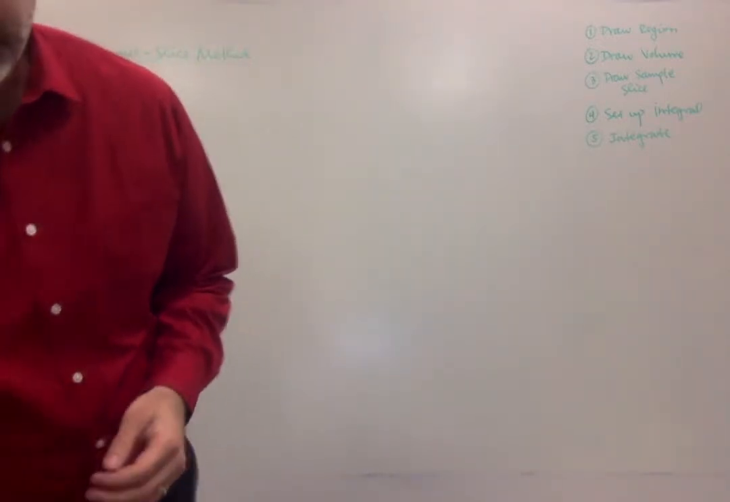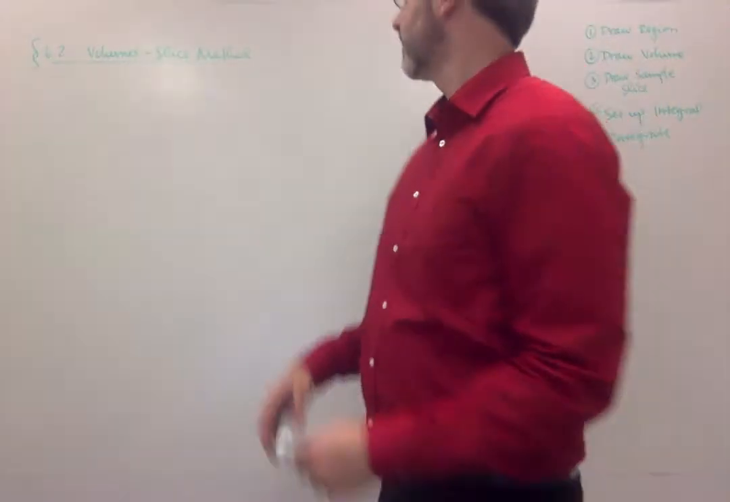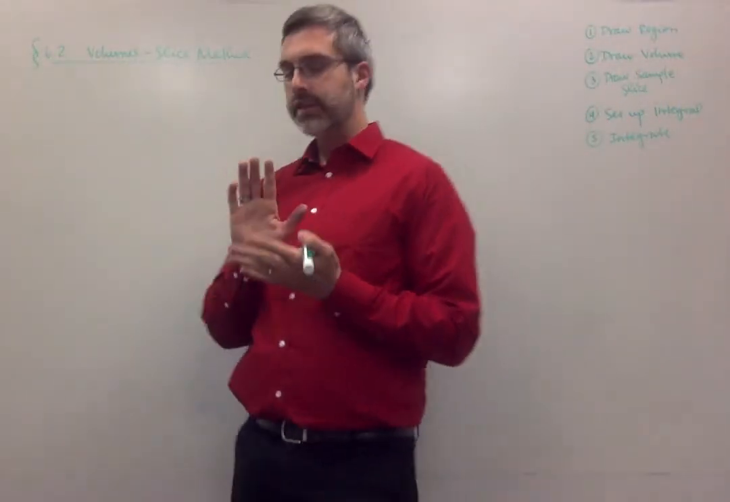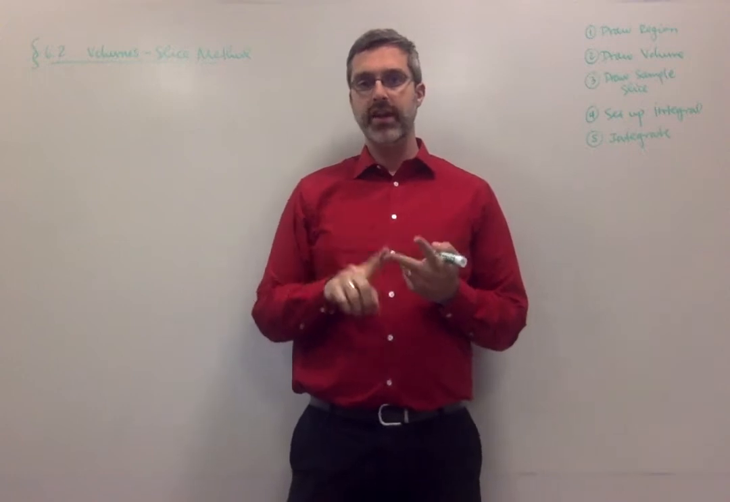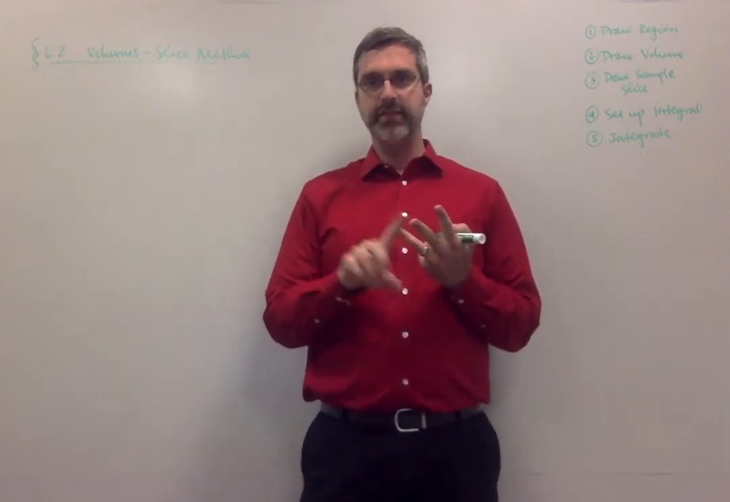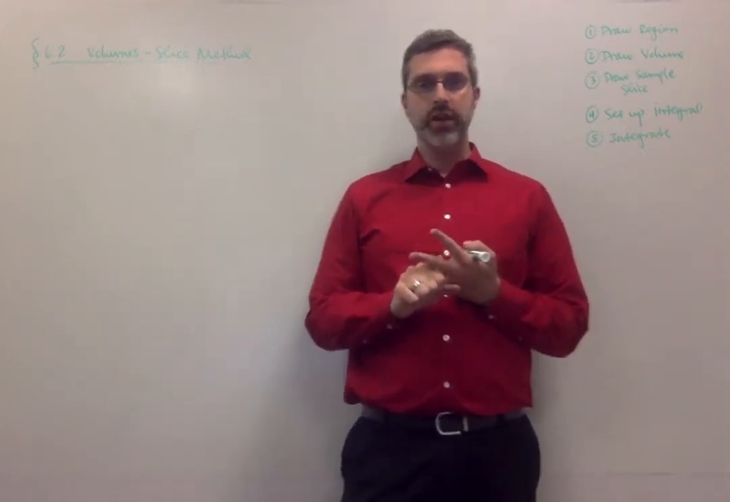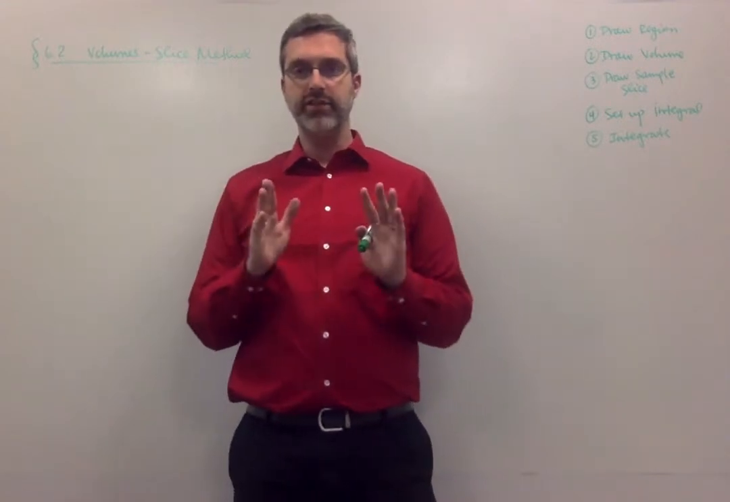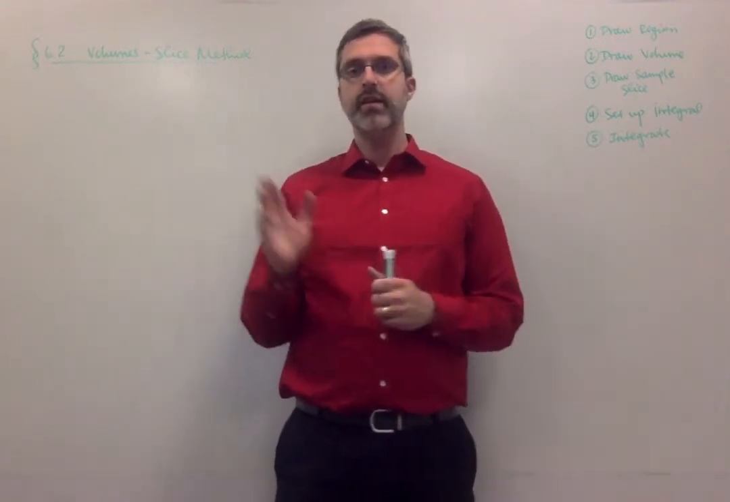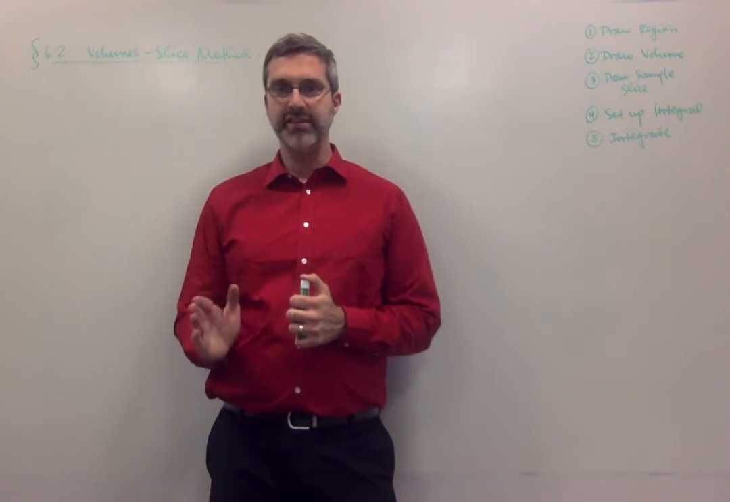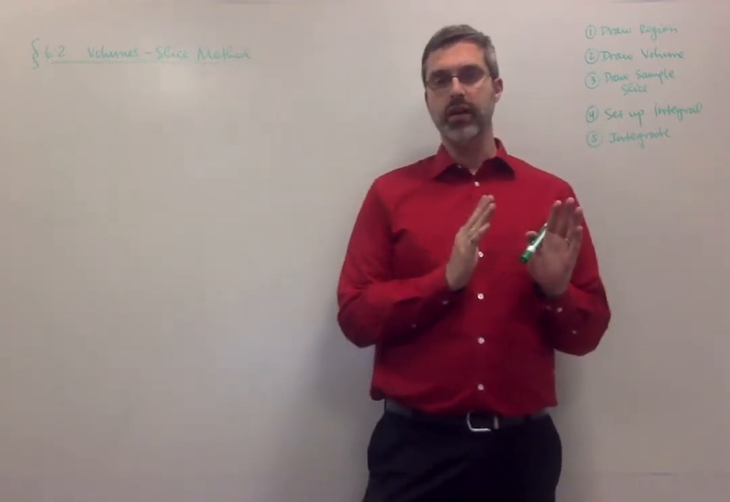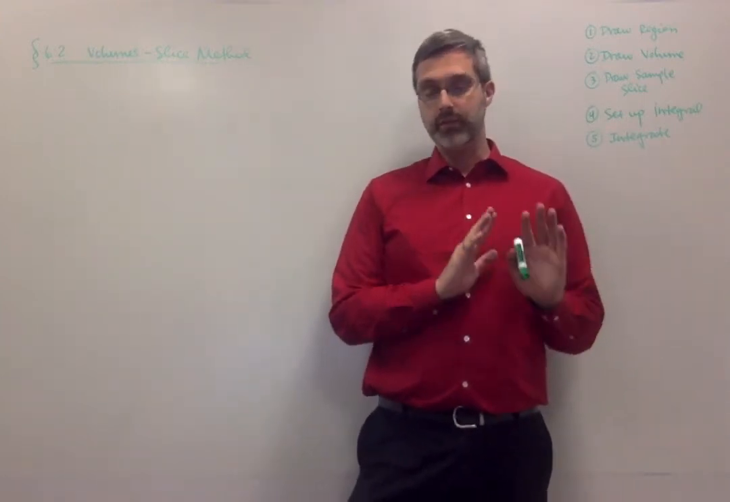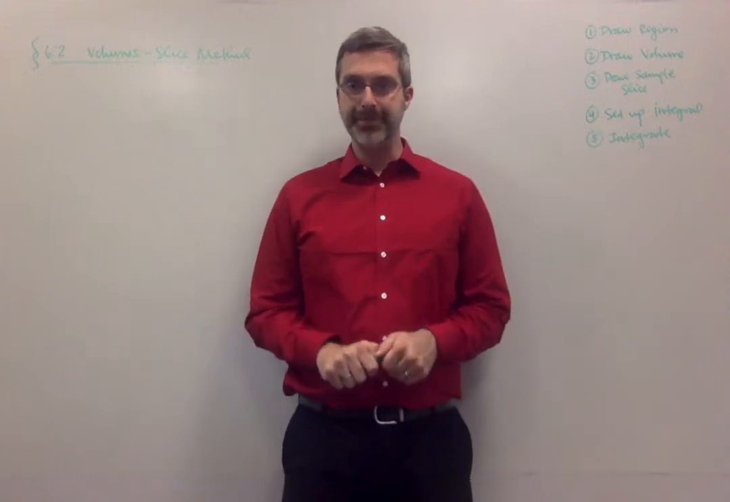Just as a review of where we're at here, Chapter 6 is on lengths, areas, and volumes, and we started with areas. Now we're talking about volumes, and we're actually going to be doing volumes in two different ways. One is using what we're calling the slice method, and the other is using what we're calling the shell method, and we're going to get to the shell method next Monday.